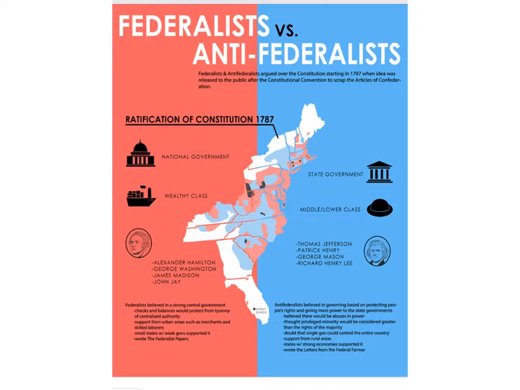The Anti-Federalists, the blue side, want a stronger state government. They want the Bill of Rights added. They are more supported by the middle class or the lower class, which was more in the South. Their leaders were Thomas Jefferson, Patrick Henry, George Mason, and Richard Henry Lee.